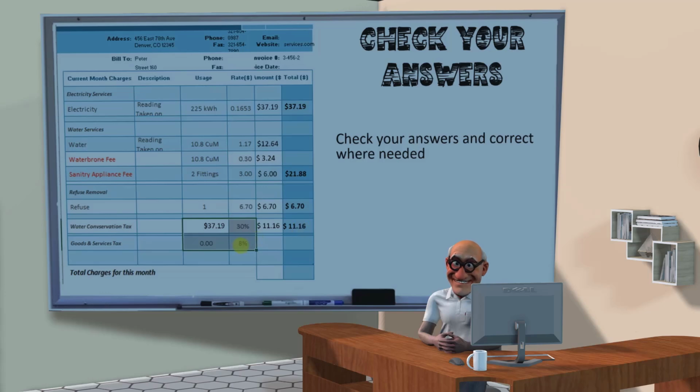Right, and then of course the goods and services tax, which is then $60, because remember it's all been added up except these two over here. And then it's 8% of that there. And there you've got the answer to that one there. And here you've got your total charges that are due to be paid this month.